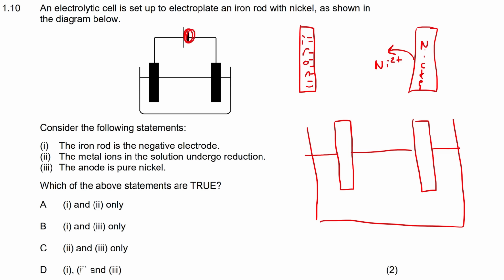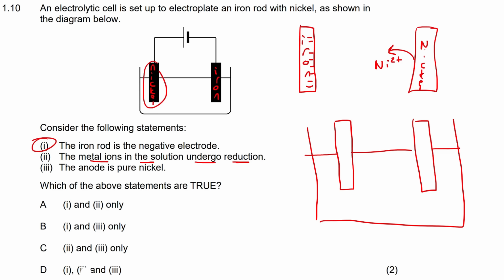So here's the negative terminal. So that means this one is negative. So this one should be the iron. Okay, and then this one would have to be the nickel. So it says here that the iron rod is negative. That is correct. Then it says that the metal ions in the solution are going to undergo reduction. That is correct, but let me explain.